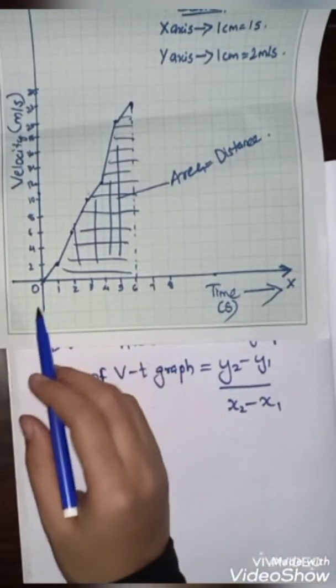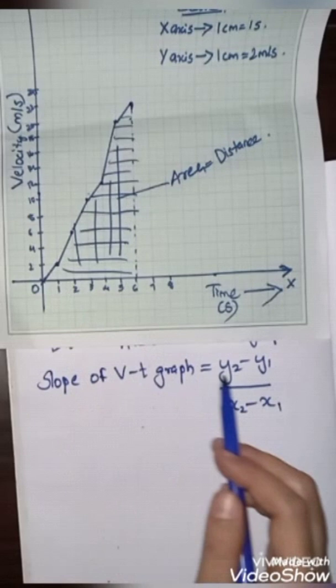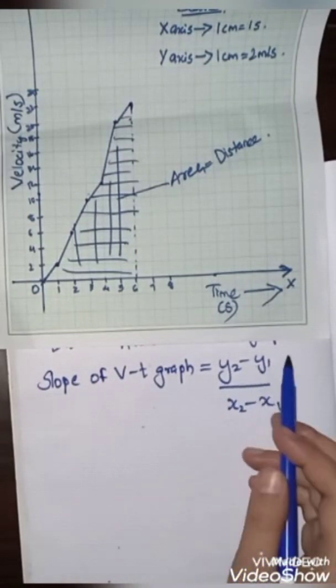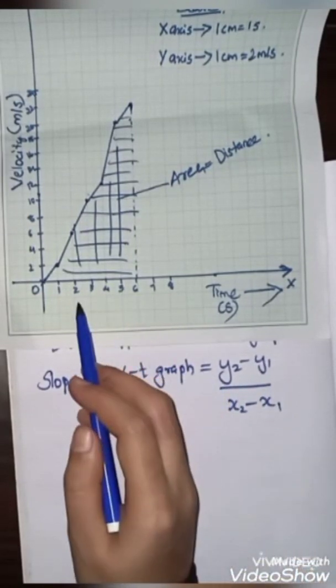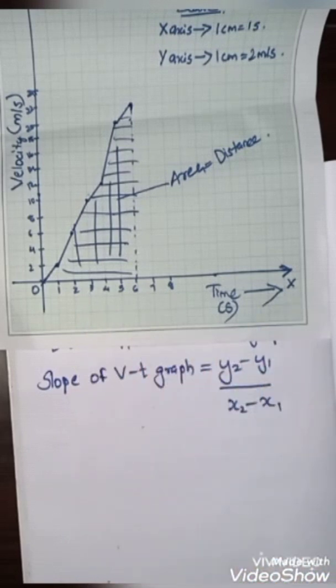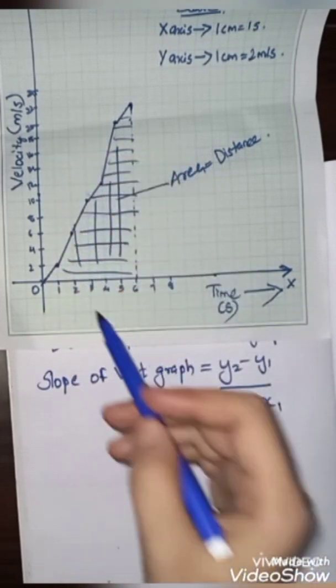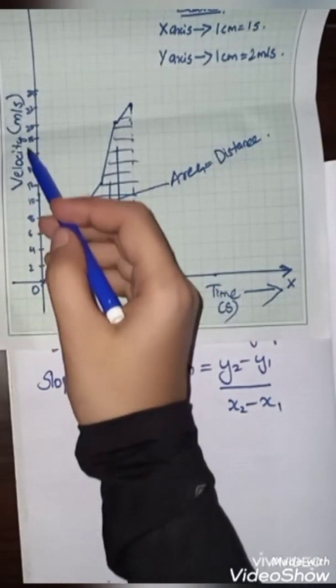Here on the y-axis, we take the velocity. Here y1 and y2 are any two points on the y-axis, and on the y-axis we take the velocity.